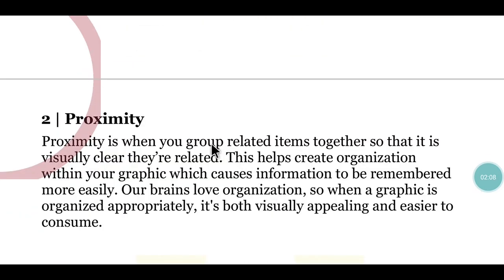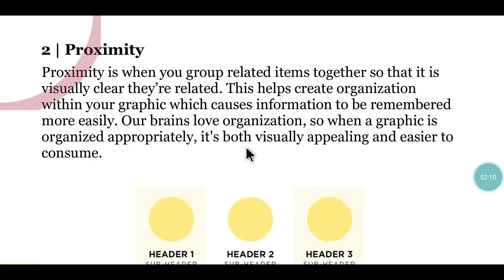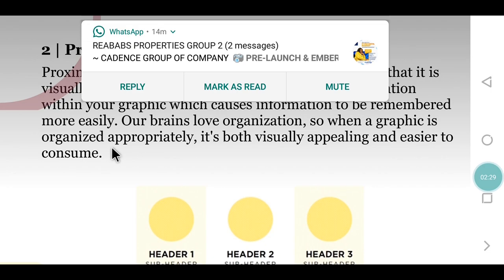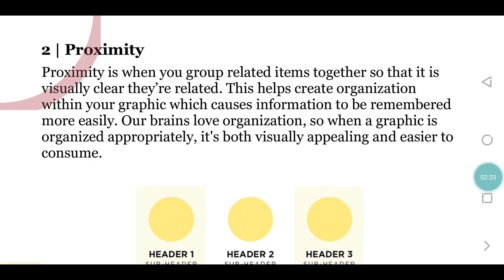Now there is proximity. Proximity is when you group related items together so that it is visually clear they are related. This helps create organization within your graphics, which causes information to be remembered more easily. Now, as humans, our brains love organization. So when a graphic is organized appropriately, it's both visually appealing and easier to consume, right?